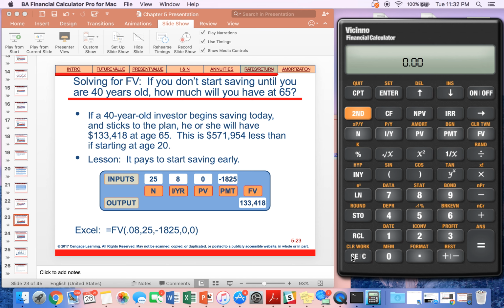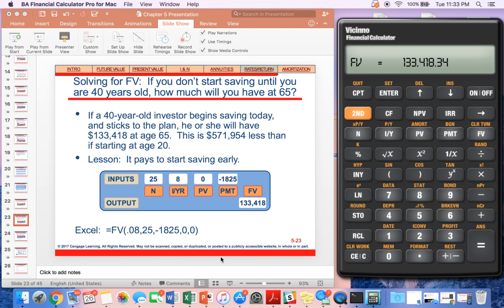So we're going to clear this out of our calculator. The only thing that changes in this question is our N. We're going to plug in 25 for N, 8 for our IY, and 0 for our present value. She doesn't have any money today. We're going to plug in $1,825 for the payment, and then compute for our future value. You'll notice that when she cuts off roughly 20 years from her investment time, she goes from roughly $705,000 to $133K. So she loses a significant amount of retirement savings.